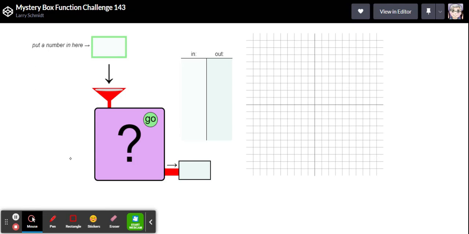Hello everybody and welcome to another mystery box function challenge. In the purple box there is some mystery math and your challenge is to figure out what it is. You can use the link in the description if you want to try this out, and when you think you've got an answer, come on back and see if we get the same thing.